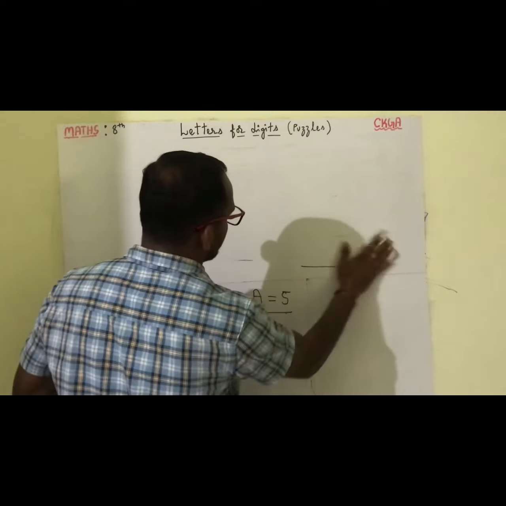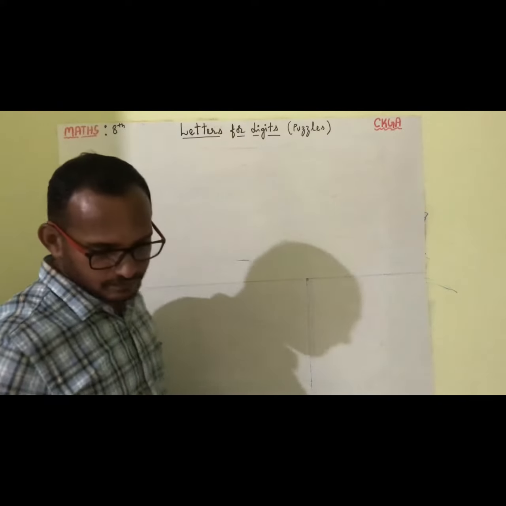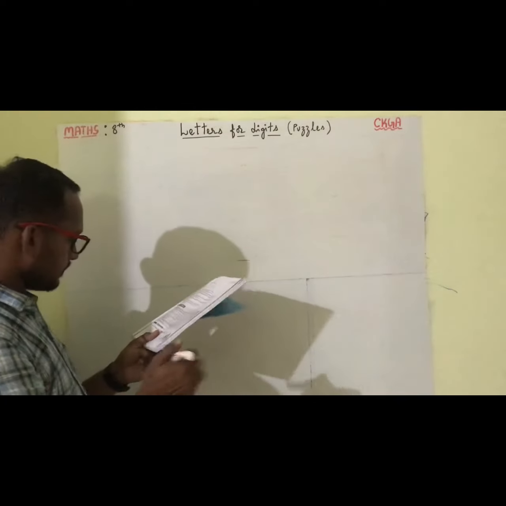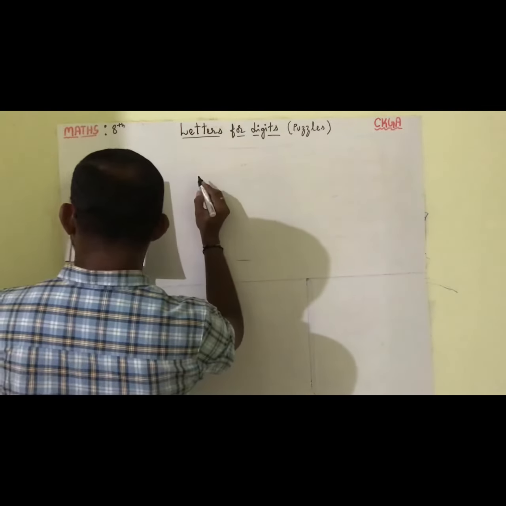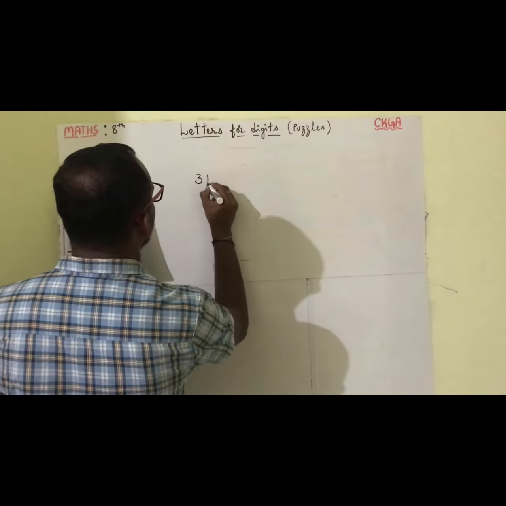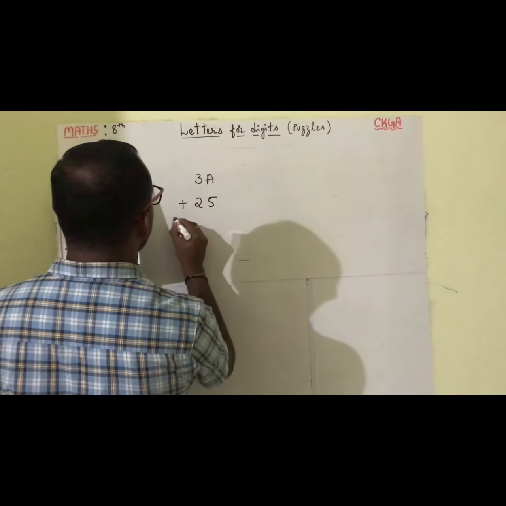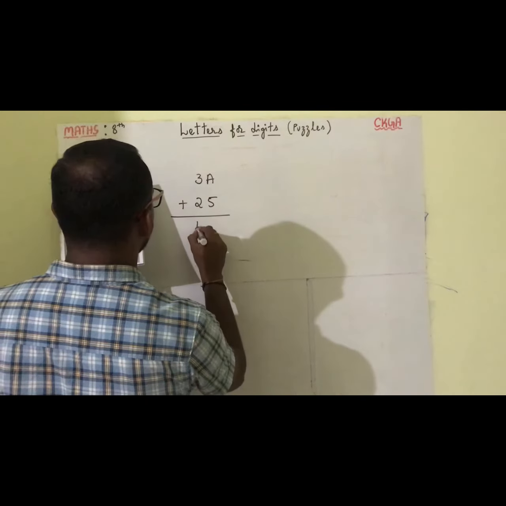The question goes like this. Find the values of the letters. You need to find the values of the letters in each of the following and give reasons for the steps involved. So why you are choosing those digits, you have to give the reason for this. I'll take the first question as 3A plus 25 is equal to B2.